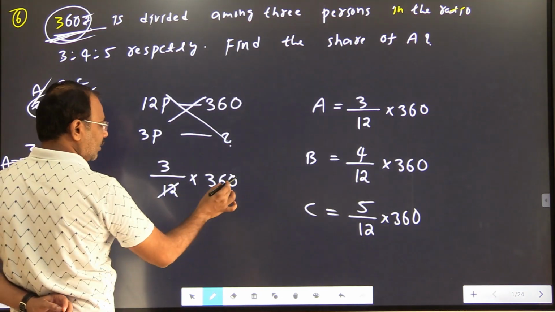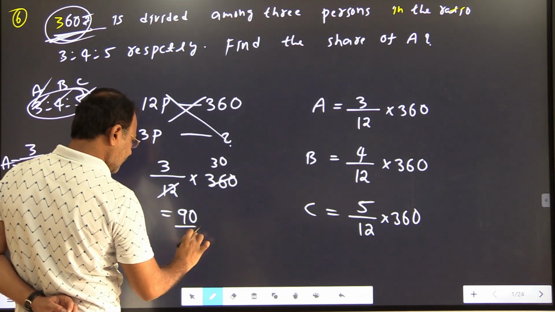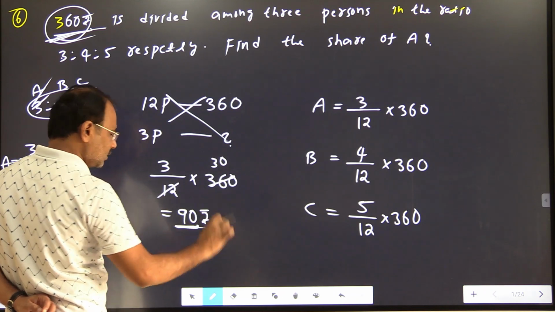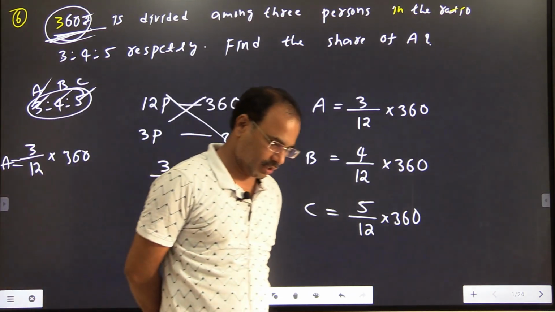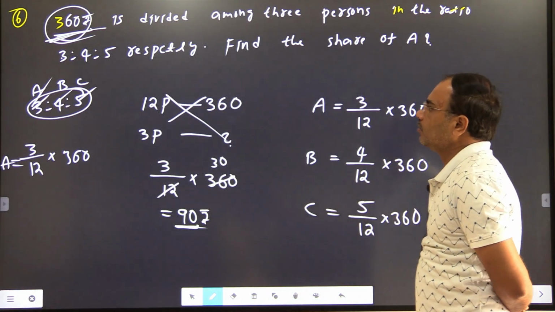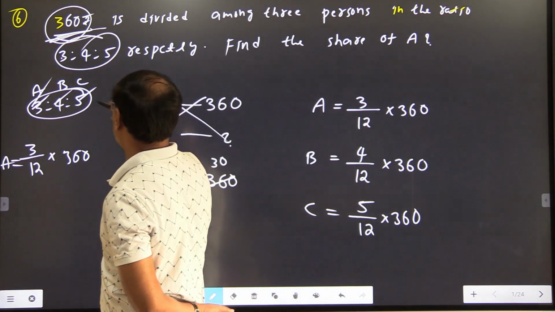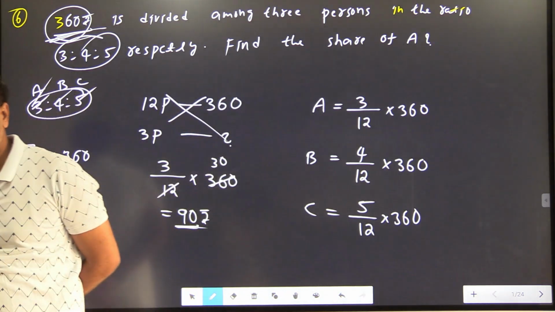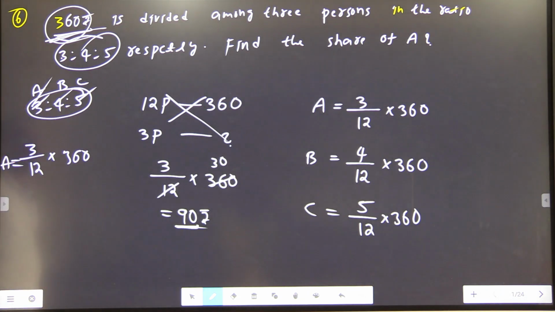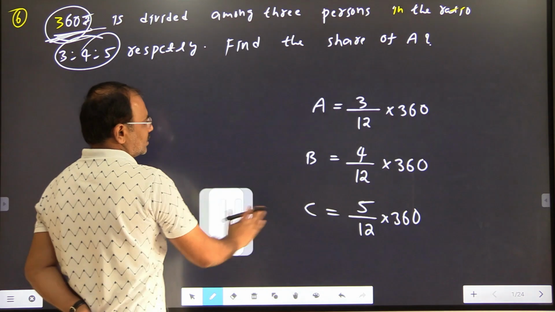So 12 ones are 12, 30s. So 30 into 3, 90 is the answer, 90 rupees. So A will get 90 rupees of the total share, right? When asked to divide a given total, convert the ratio into a fraction, multiply by the given value, then you will get the required value, right? 360 rupees is divided among 3 persons in the ratio so and so respectively, then find A share, right? This is the process. Keep working in this way.